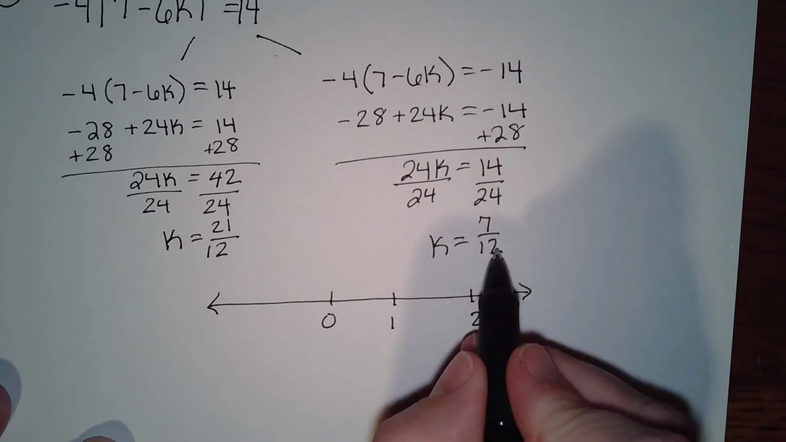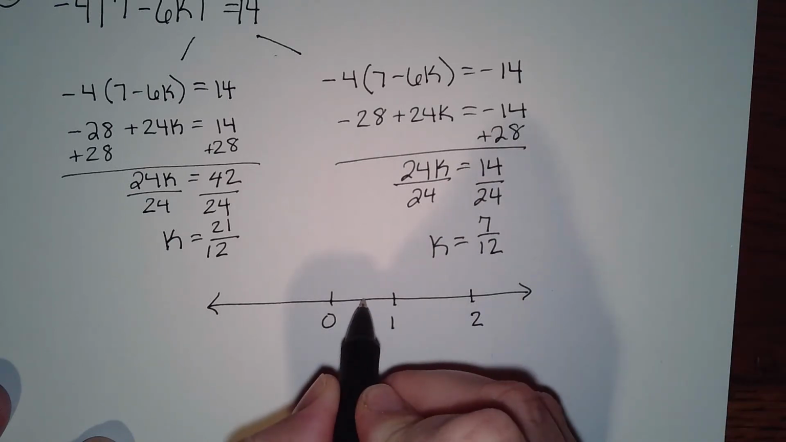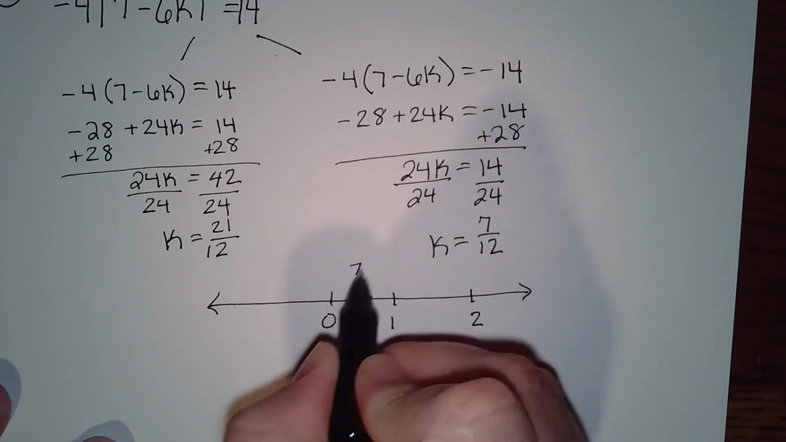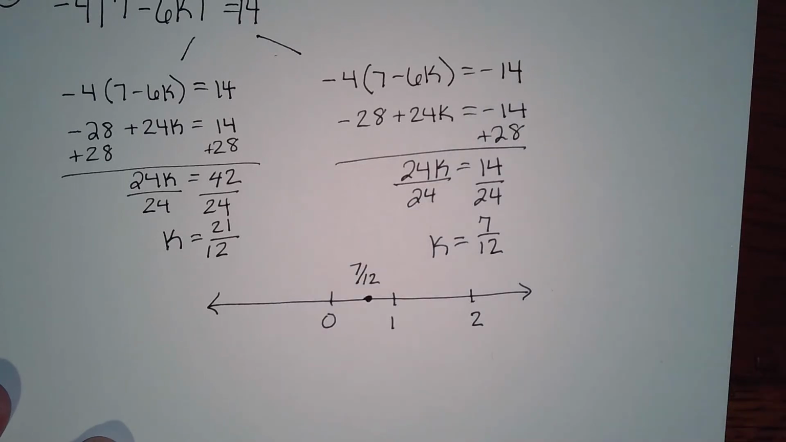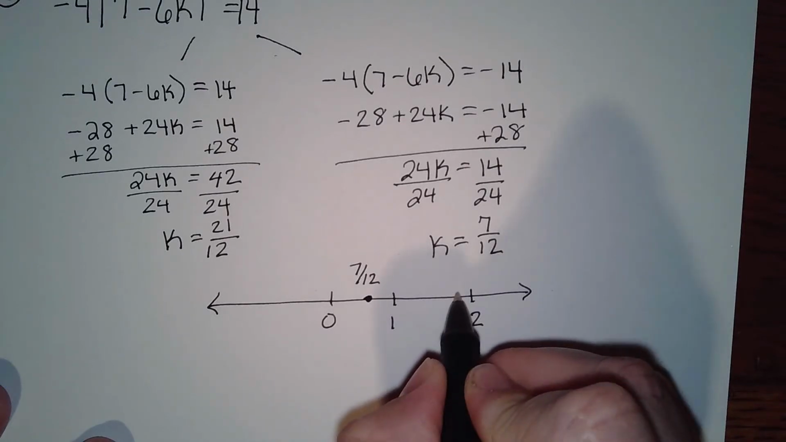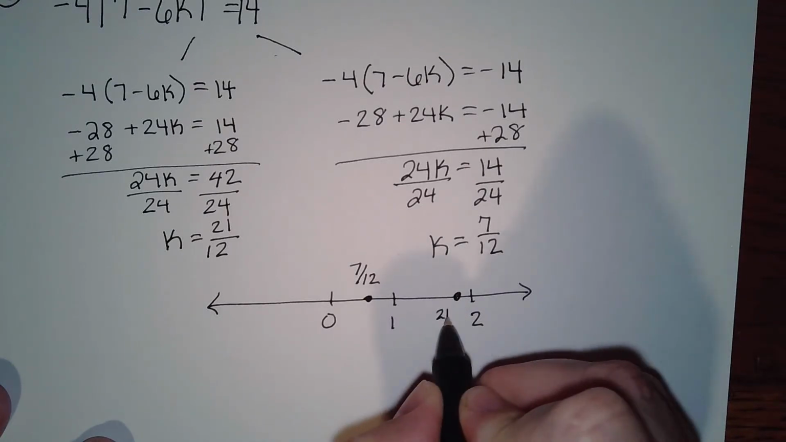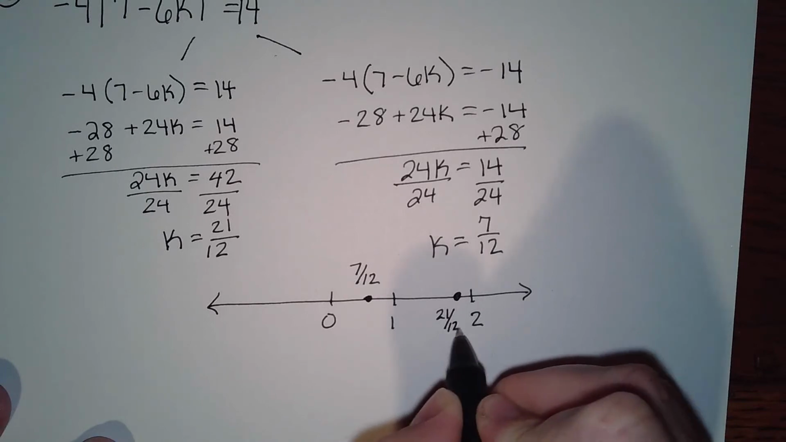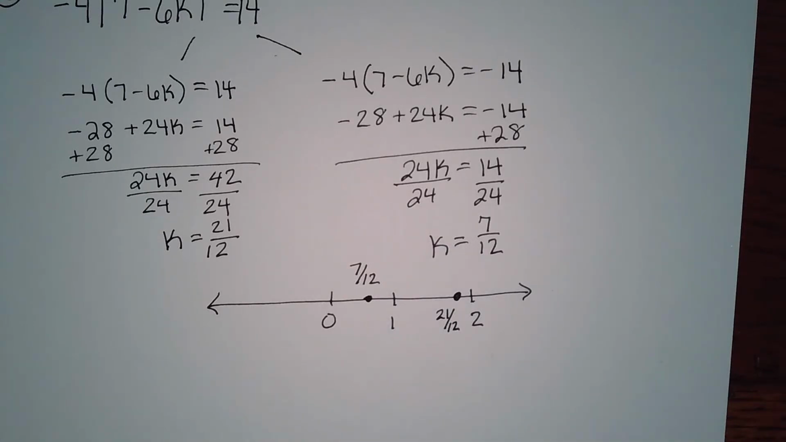So the 7/12 is right about here. It's just a little above half. So 7/12. 21 over 12 is just a little under 2. So I'm going to put that right here, make this 21 over 12. All right, so that's the first 3 graphed.